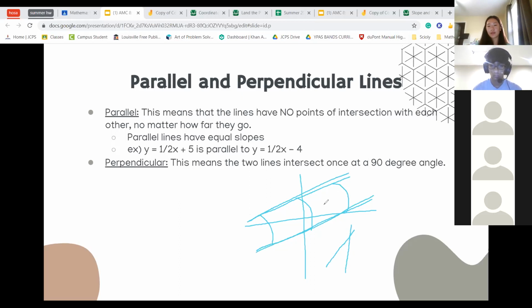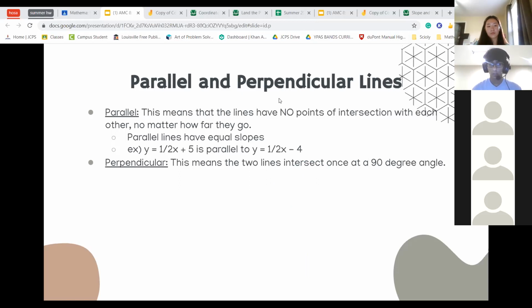It doesn't matter if this line was all the way up here, the distance between them would still be the same and they would never touch. As long as they have the same slope, it doesn't matter how far apart they are. They're not going to touch. They're going to be parallel.